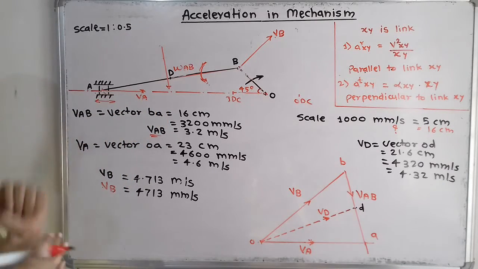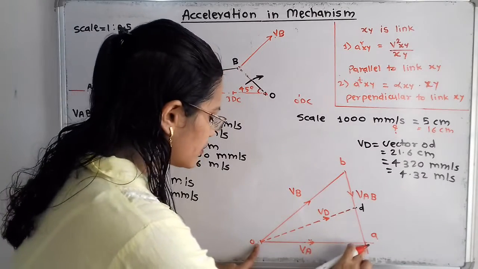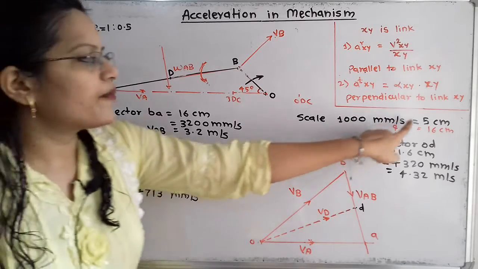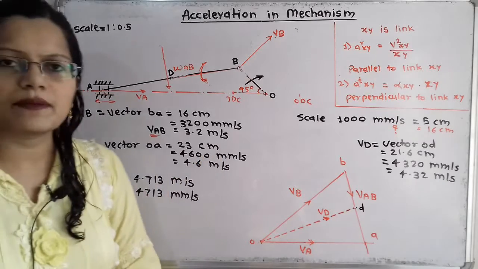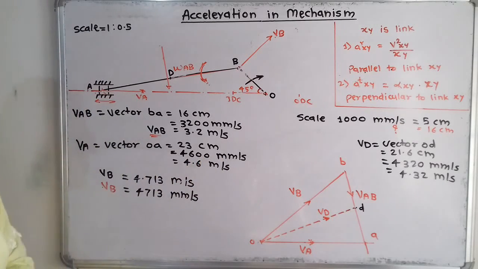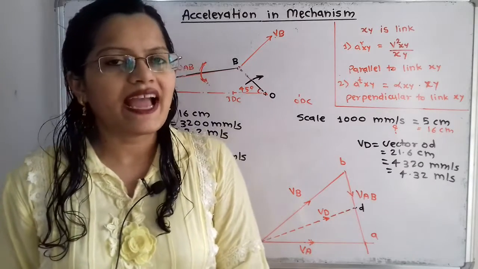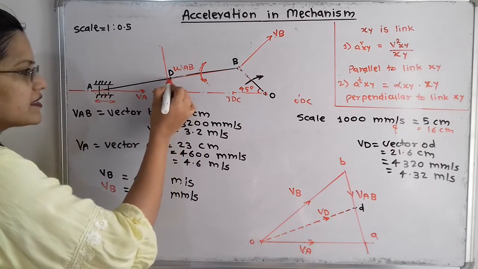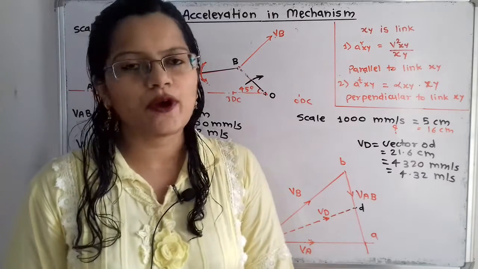So how can we define its magnitude? For that we have to measure this vector OA, and it has length 23 centimeter. By using this scale we can convert it into 4600 millimeter per second, which is equal to 4.6 meter per second. Then again the question is that we have to select the midpoint of this link AB, and here is the point D, and we have to find out the velocity at this point D.